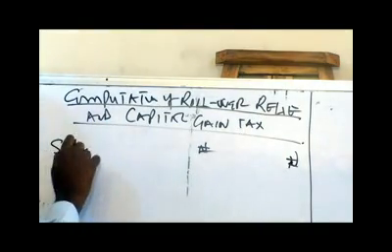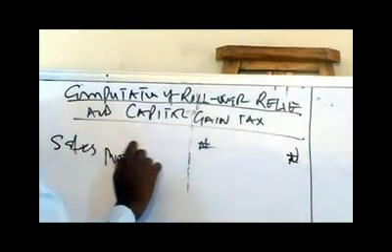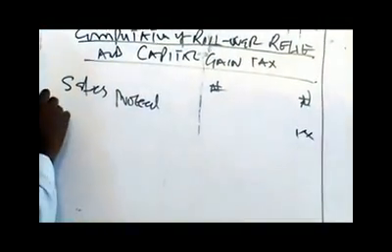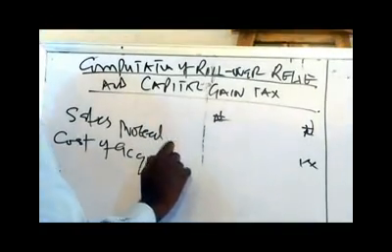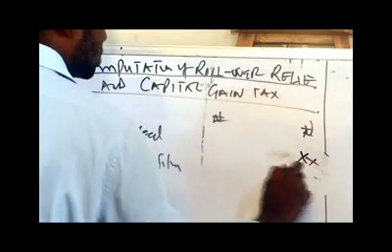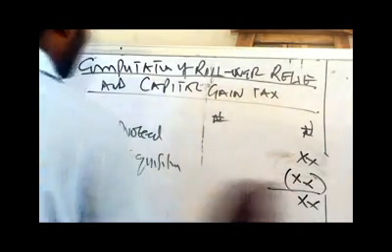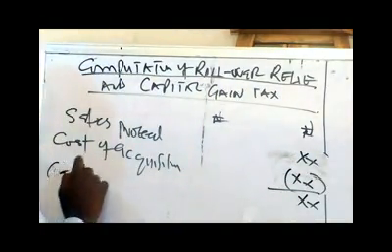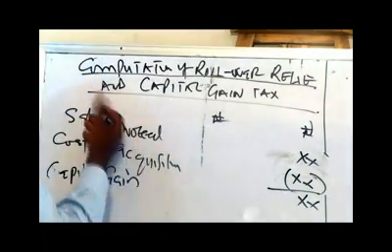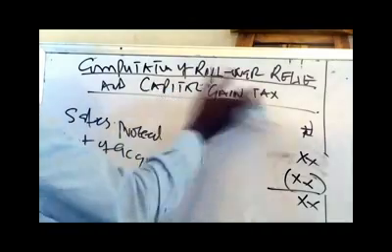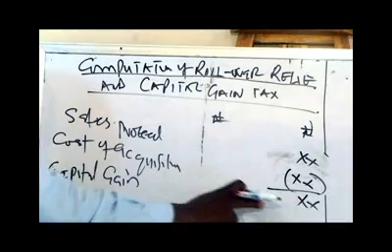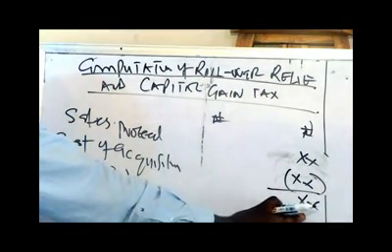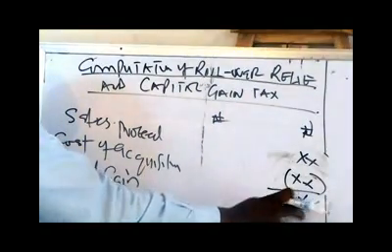You have sales proceeds first, then cost of acquisition. If you minus the cost of acquisition from the sales proceeds, you get your capital gain. I just assume that we don't have any incidental expenses and it's only these two, so we get the capital gain. Now remember, as I said, if you use the sales proceeds to acquire the asset, this amount will not be assessed.